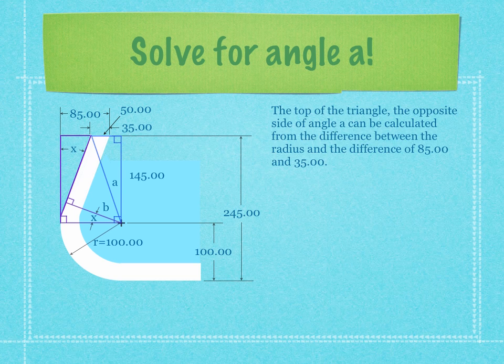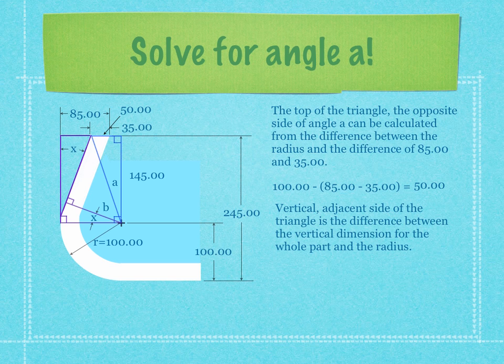The opposite side of the angle can be calculated from the difference between the radius and 35 subtracted from the radius of the arc down below. So it's also going to be 50, just like the other segment on the opposite side happens to be 50 as well. And the difference between the heights gives us the 145 millimeter vertical distance on the other side. So that's our adjacent side.